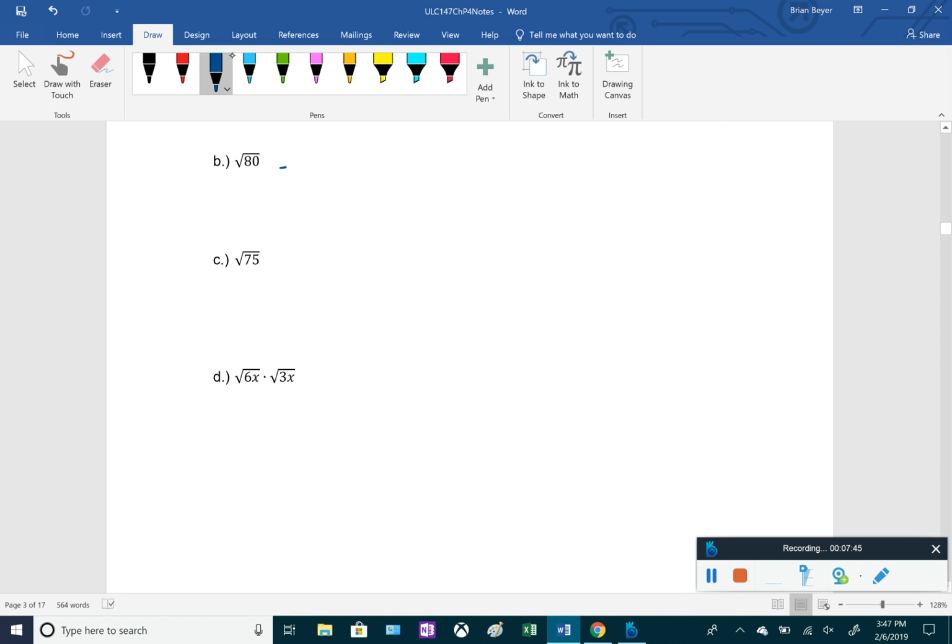For 80, it might be a little bit harder. Trying to think of some factors, you might have to write down all of the factors and then see which one's the largest perfect square. 16 times 5 equals 80. And I chose 16 because 16 is a perfect square. So we can chop it up as square root of 16 times square root of 5. Square root of 16 is 4, so 4 radical 5.